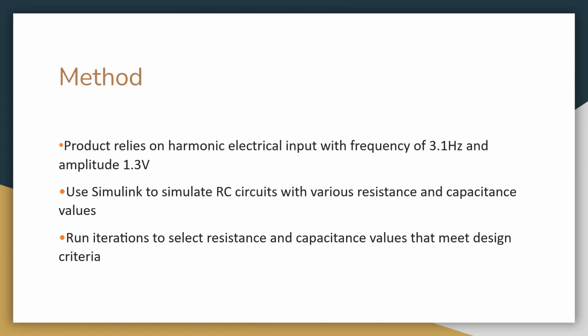So our method relies on a harmonic electrical input with a frequency of 3.1 hertz and an amplitude of 1.3 volts. We'll use Simulink to simulate RC circuits with various resistance and capacitance values, and we will run iterations to select resistance and capacitance values that meet the design criteria.